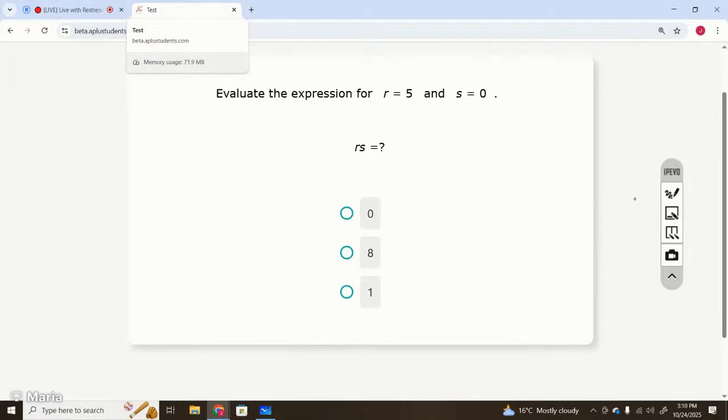Evaluate the expression for r equals 5 and s equals 0. 5 times 0 is 0. Option number 1 is the correct option.